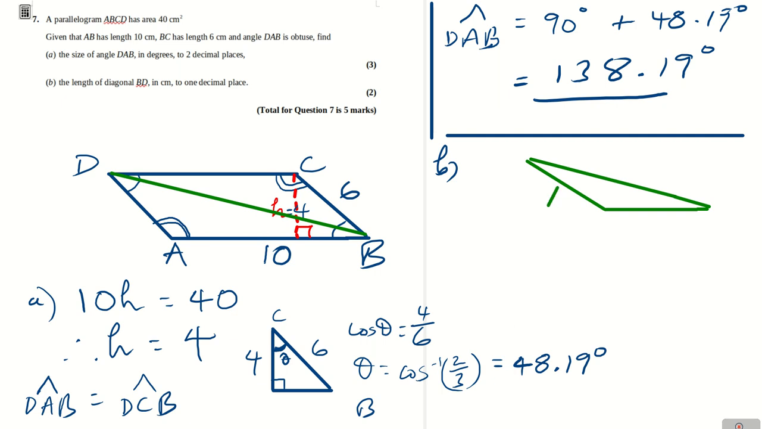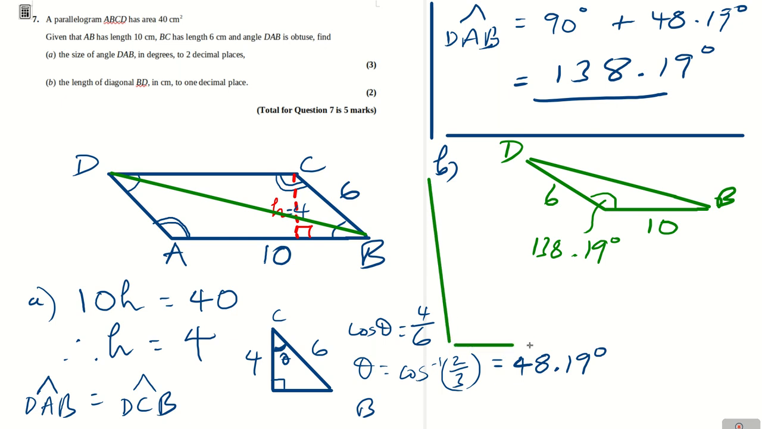And we know that, yeah, my diagram's not very good, because in fact, you know, that one there is 6, that one there is 10, and we know that that angle, that's BD, and we know that that angle is 138.19 degrees. And what we can do, we can just use the cosine rule in order to find what BD is.